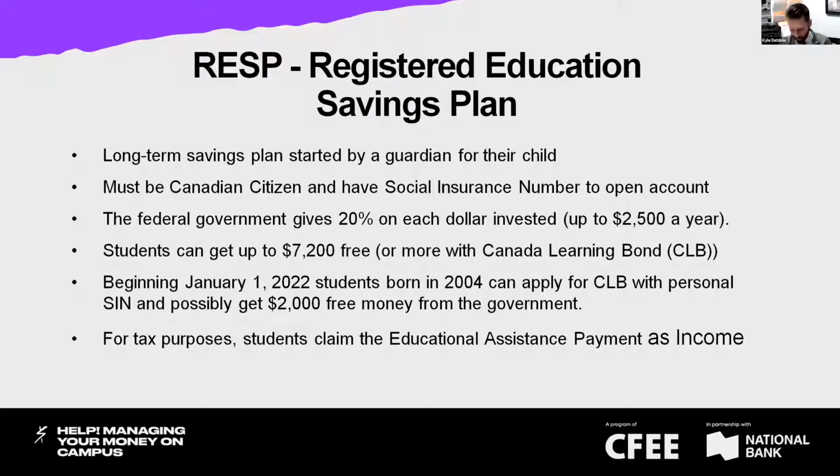Now, this is the really important part. Beginning January 1st, 2022, so just this past January, students born in 2004 or later can apply for the Canada Learning Bond using their own SIN. Didn't have to be created for them by a parent. This might make them eligible for up to $2,000 immediately by opening an RESP account, but without having to deposit any money into the account. So if you may qualify for this, please look into this, as this is a new initiative by the Canadian government, and one that I hope to see students take advantage of over the next few years.